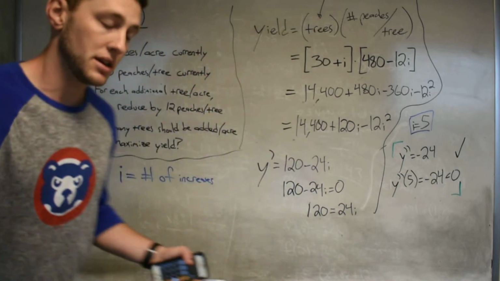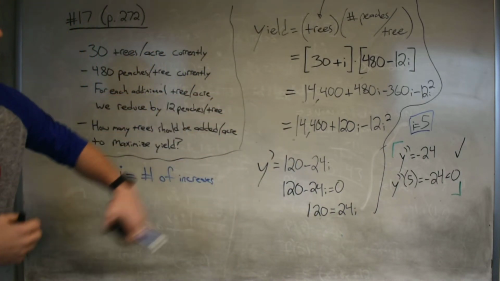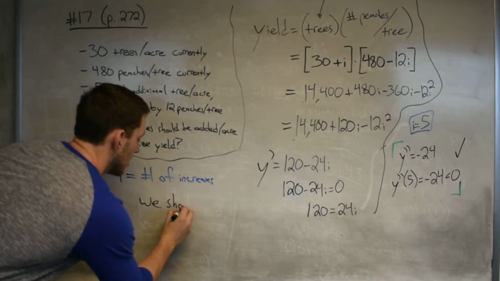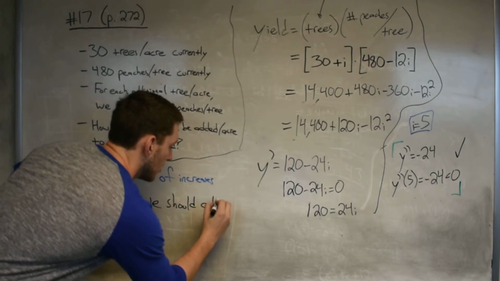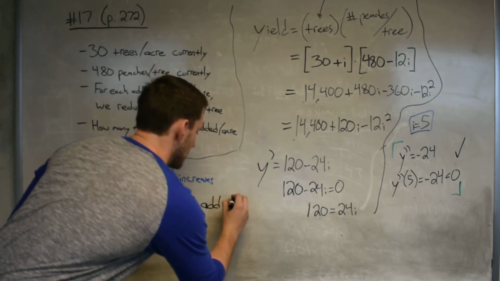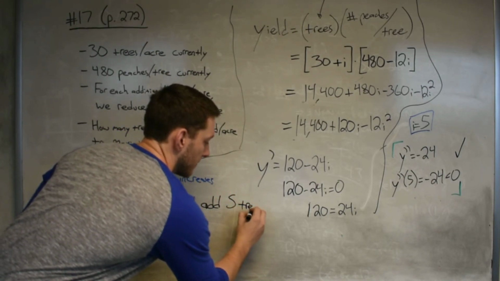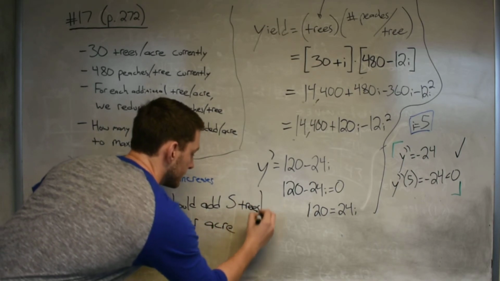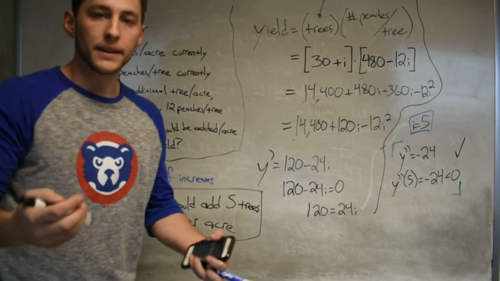So I'll come back over here and write out my final answer with all that work being shown. We should add 5 trees per acre. And that should do it for us.